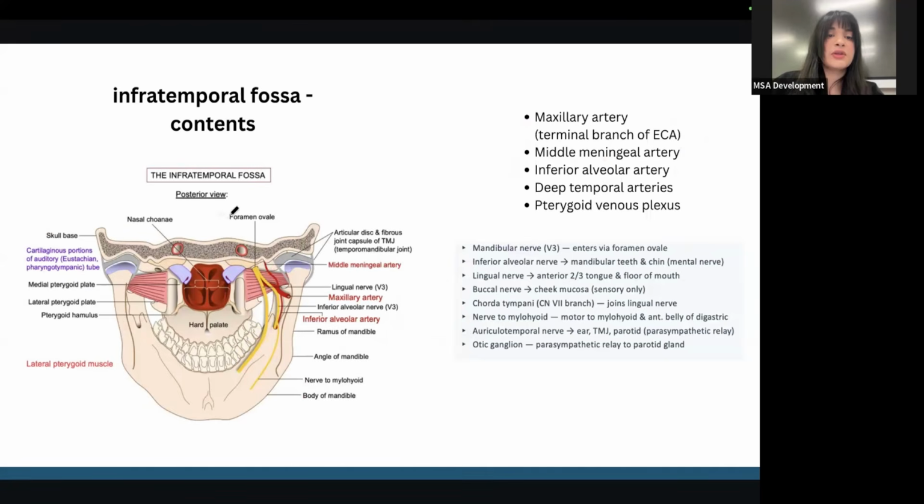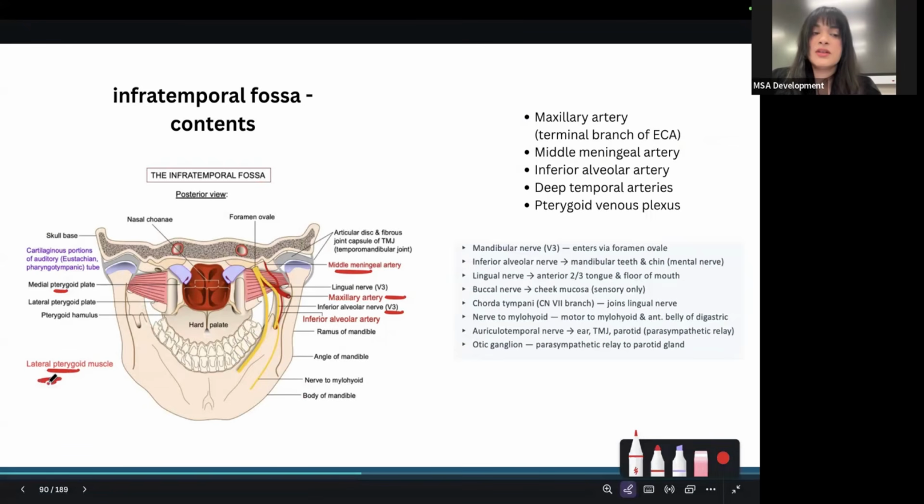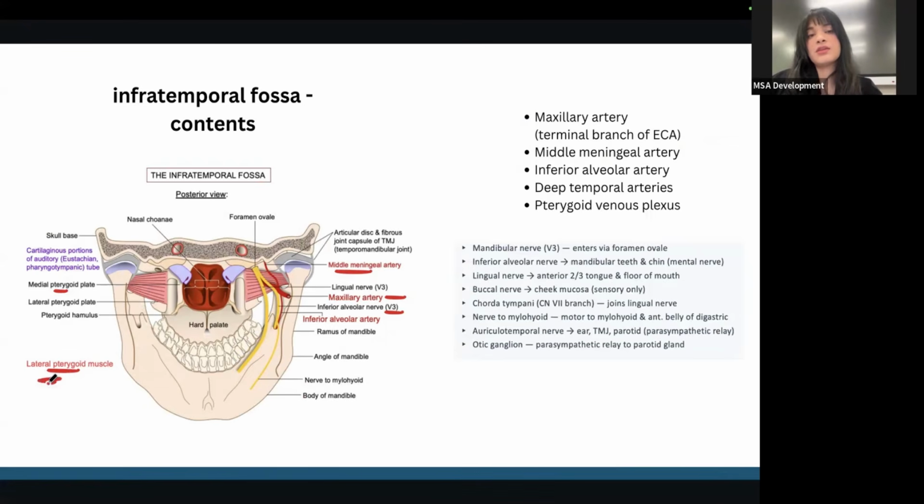This is the posterior view of the infratemporal fossa. You can notice here the middle meningeal artery, the maxillary artery, the inferior alveolar artery, the lateral pterygoid, and the medial pterygoid plate is right there. Okay? So just know that these muscles, the lateral and medial pterygoid muscles, lie in the infratemporal fossa.